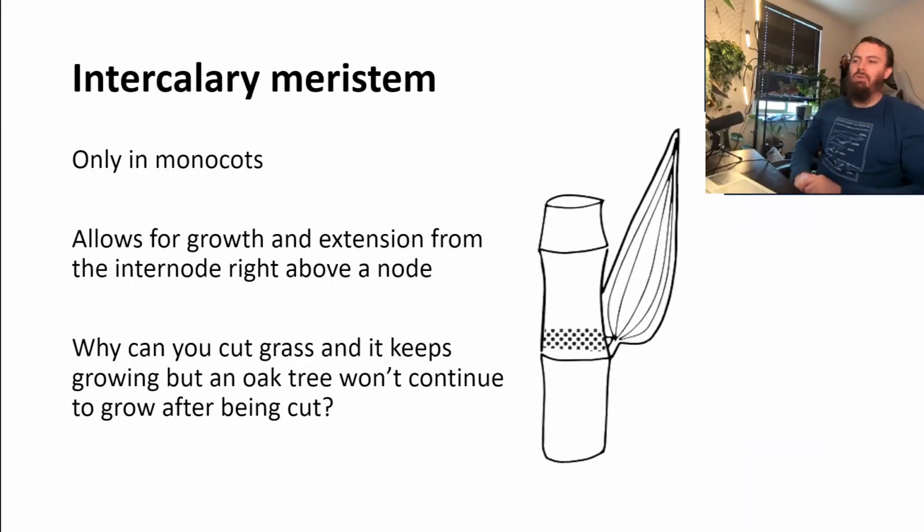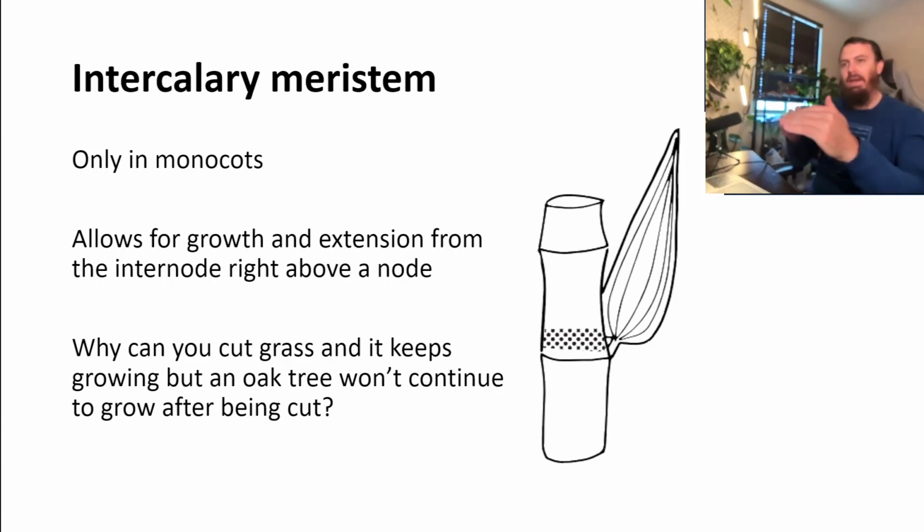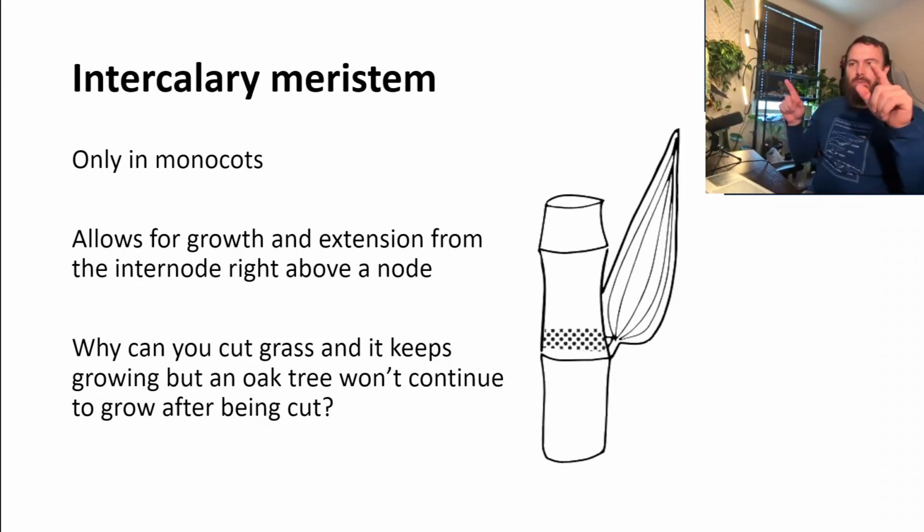We then also have intercalary meristem. Not all plants have this. It's only found in the monocots. A good way to think about this is, say you have a pine tree and you cut the pine trunk in half. Will the pine tree grow back to its previous form? It won't. It won't grow taller than where you cut it. It might grow some sprouts that reach up a little bit, but the pine tree itself will not grow above that. The reason is there are no meristematic tissues there to allow it to happen.